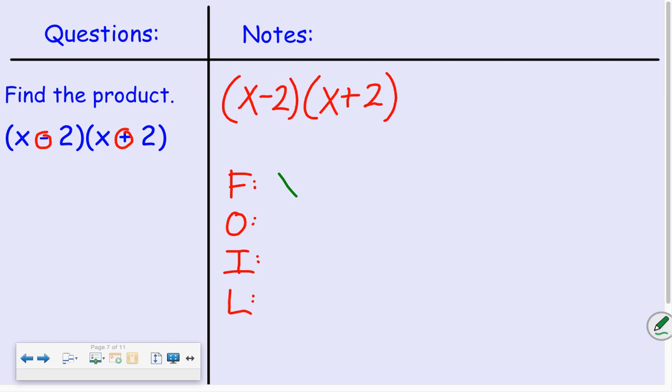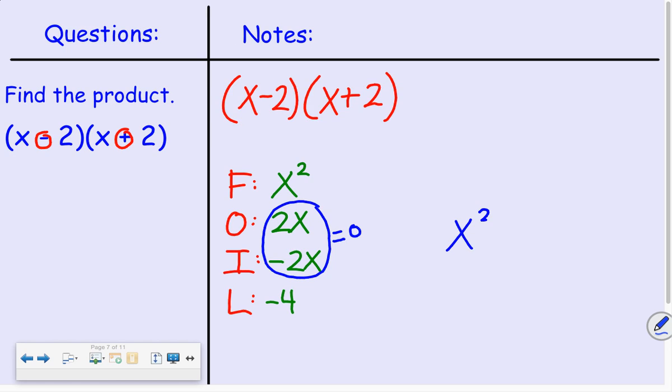So our first is x times x, which is x squared. Our outer is 2 times x, so 2x. Our inner is -2 times x, so -2x, and our last is -4. So on this one, you're going to notice we have a +2x and a -2x, which is 0.